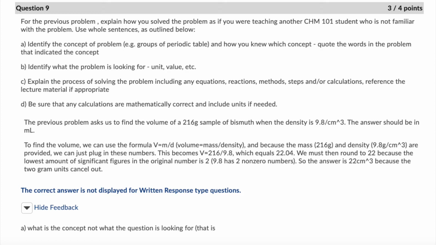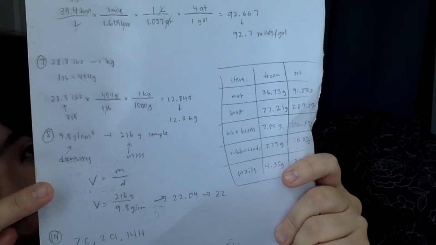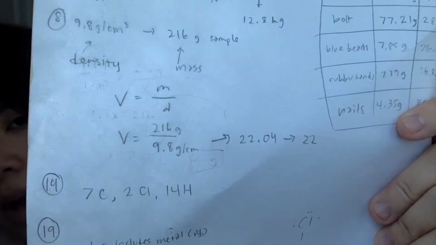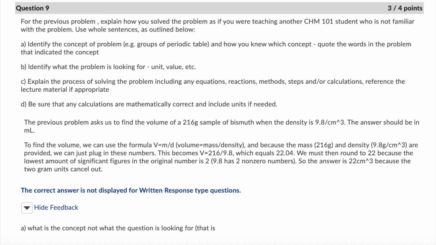In this case, we're looking for volume, and we're provided the density and the mass. And when you have 2 out of the 3 of those things, you can find the other. So because we have both density and mass provided to us, we can find volume. So these are my notes for question 8 right here. I set up an equation for volume, which is mass over density, and we were given both of those. So we have 216 grams for the mass, and then 9.8 grams per centimeter cubed for the density. So I have that right here, and then if you divide those, you get 22.04, and if you round that, you get 22. So that was basically what the rest of my question was explaining.